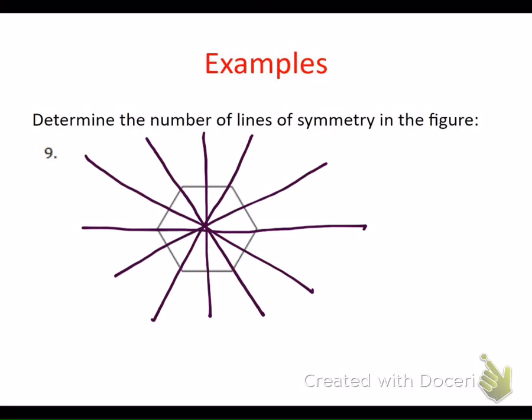So we can go through this 6 times. Now, this figure is a hexagon. It has 6 sides, and you can go through it 6 times. It also has 6 angles.